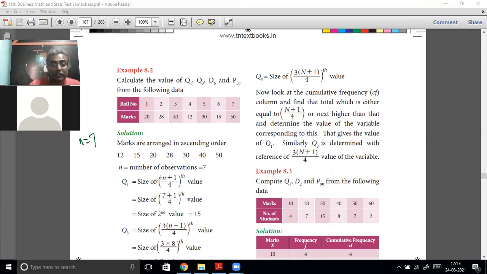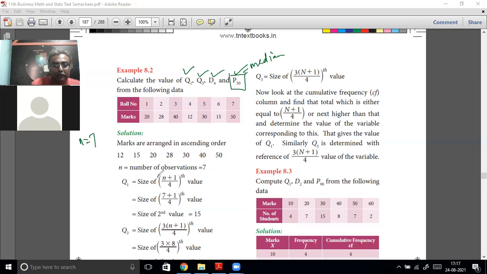So the question asks to find the value of Q1, Q3, D6 and P50. P50 is none other than the median. P50 is equal to median, so it is very easy to find. Okay. Q1 and Q3 you have to find now.